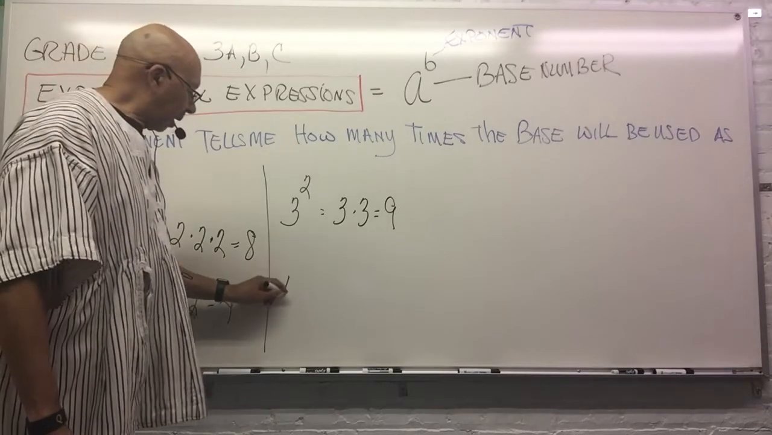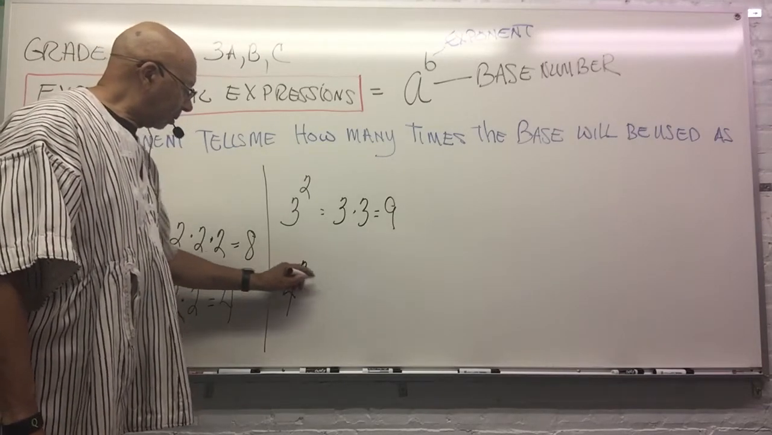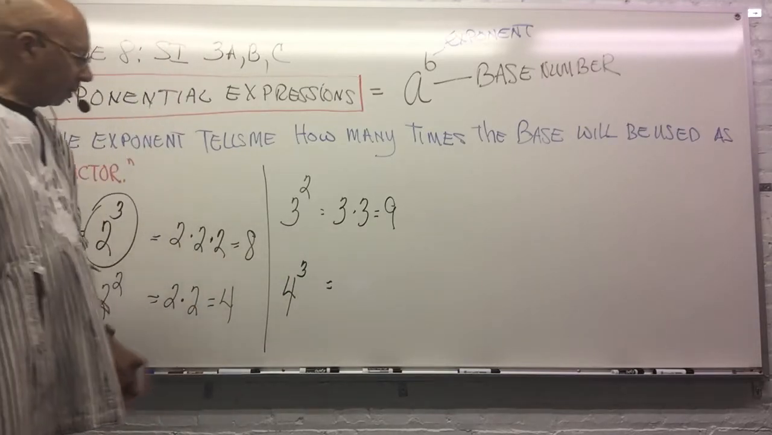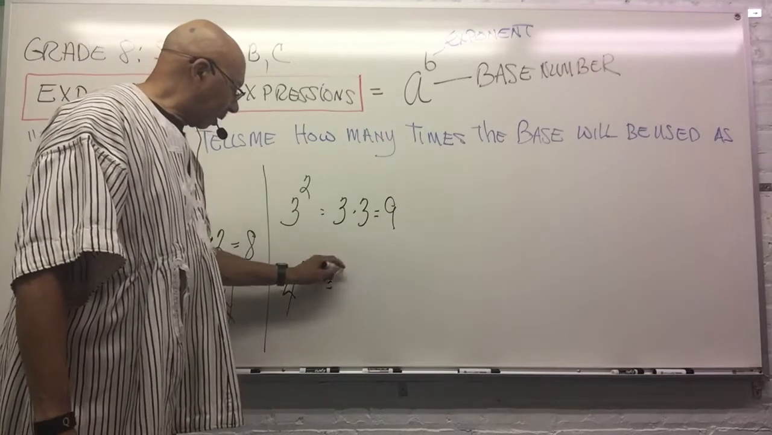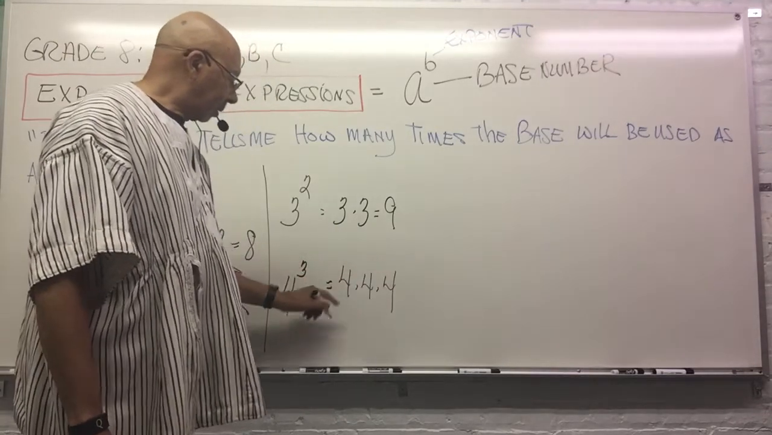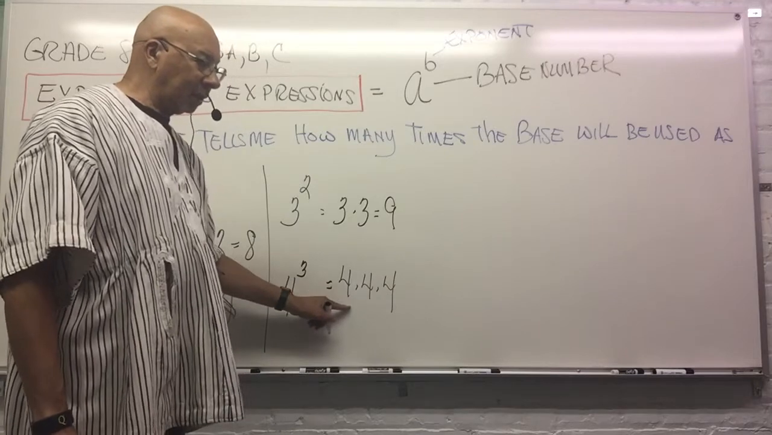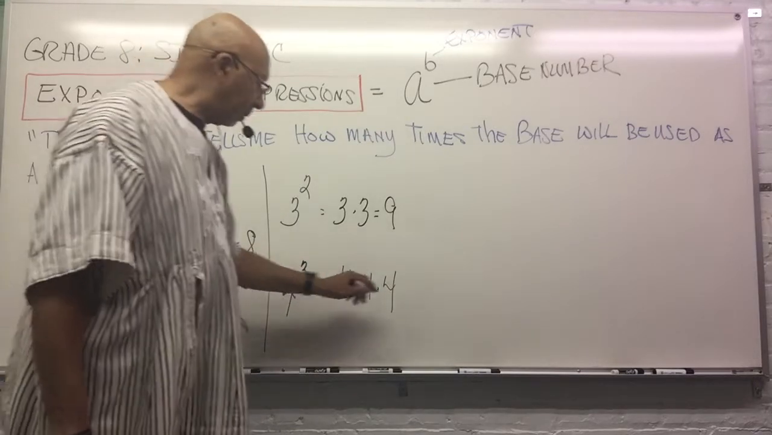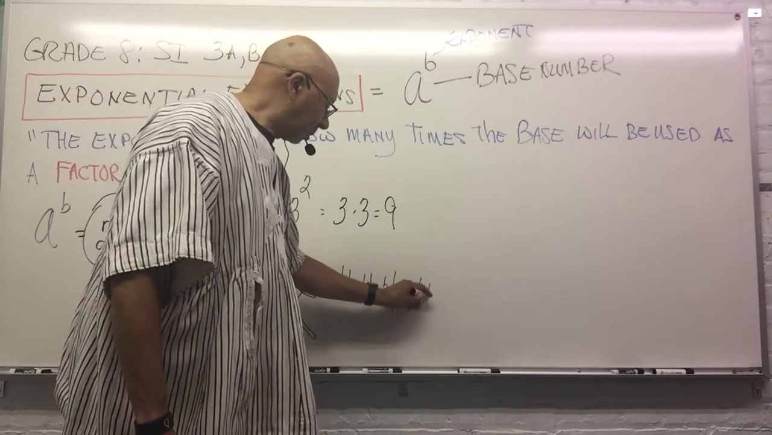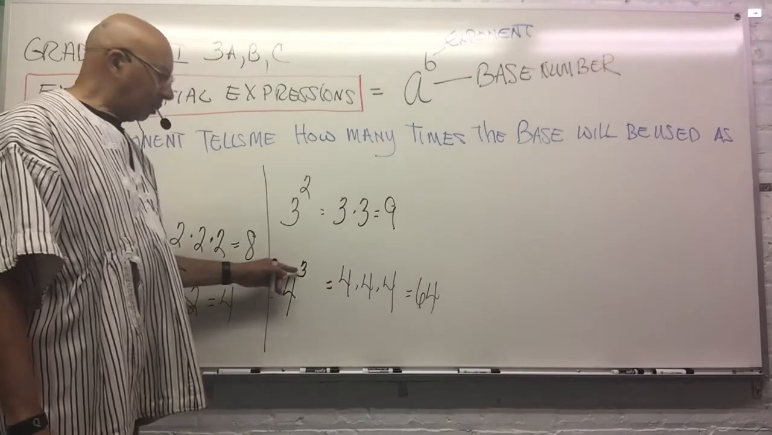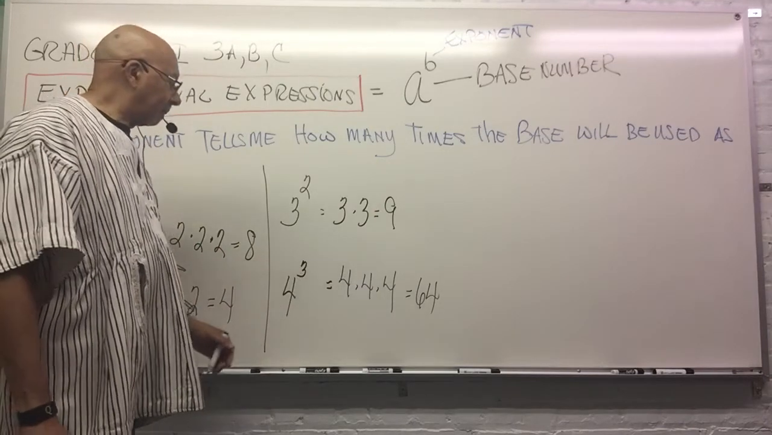So what would I have if I have 4 to the third power? That means 4 used as a factor 3 times, or 4 times 4 times 4. So 4 times 4 is 16. But 16 times 4 again is 64. So you see how quickly the number grows if you raise it to a power.